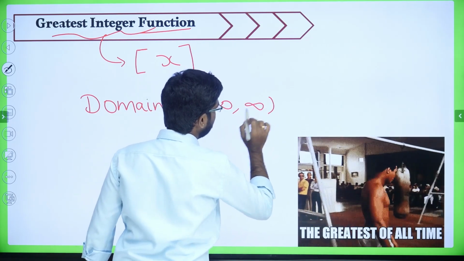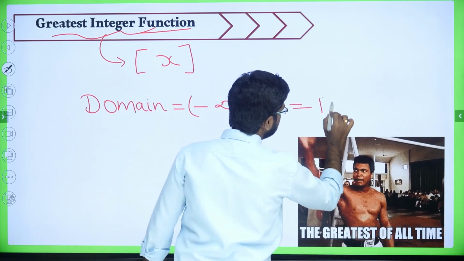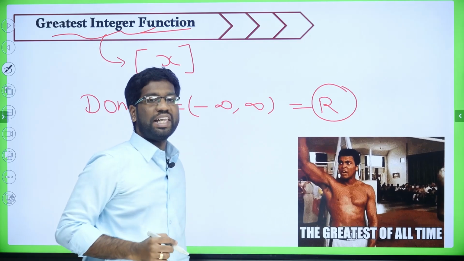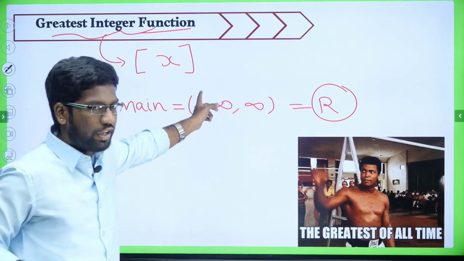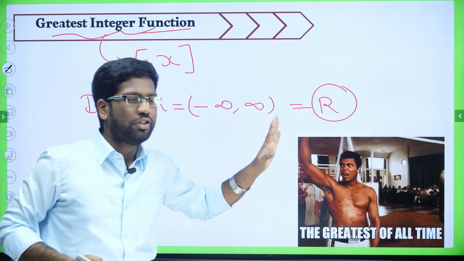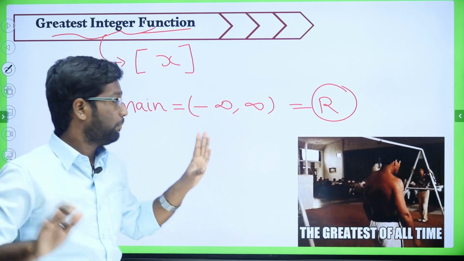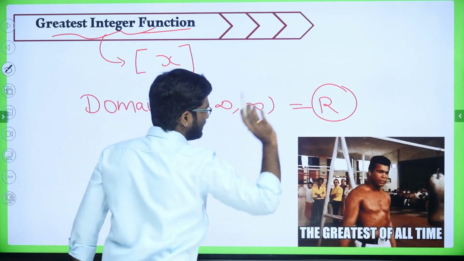Minus infinity, comma, infinity. So we can also call this R. The entire real numbers we can take inside, my dear students. For every value, it gives a defined value. So for us, no problem at all. So my domain is this one.